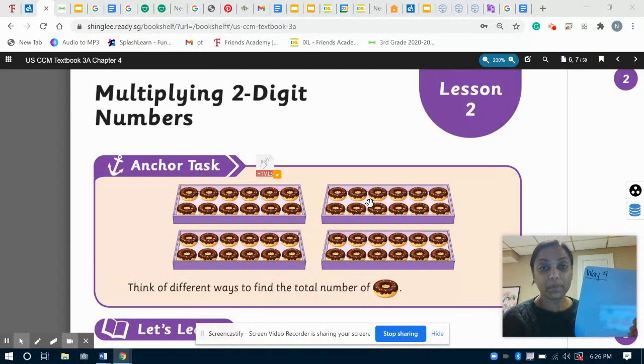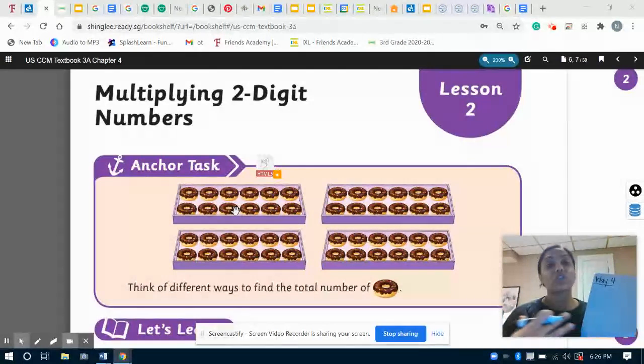You could have used number bonds. A number bond is a way to decompose or break down a number. So for example, if you wanted to take the number 12 and break it down, there are so many different ways, right? So over here we have 12 donuts, and you could have said 4 times 12.